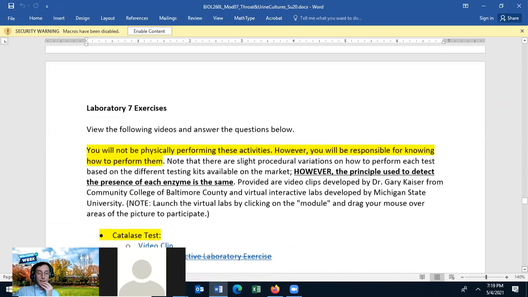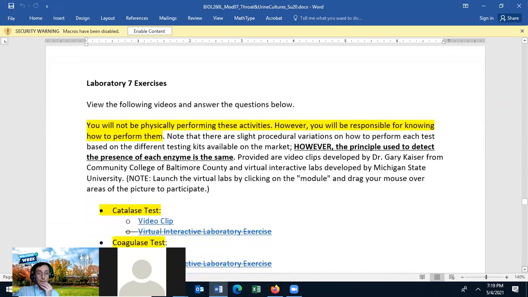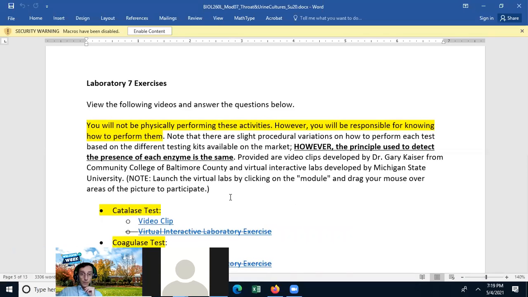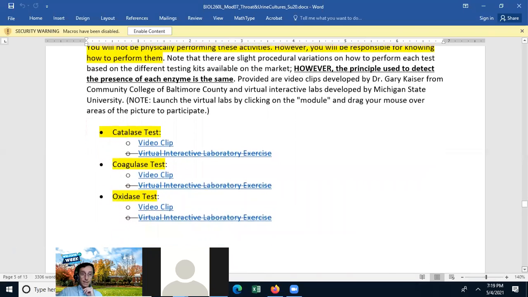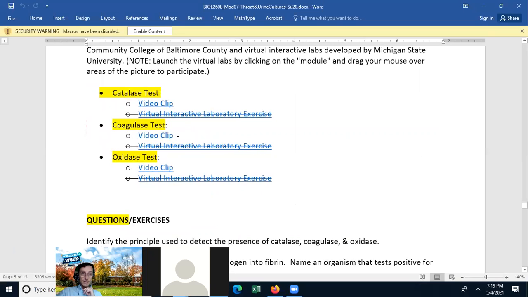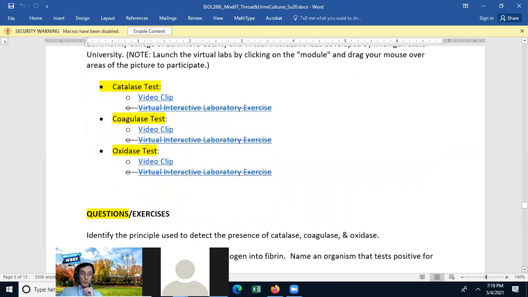That's it for the lab manual. Remember, don't write your answers in the lab manual. Write them in the worksheet. You're not physically going to be performing any of these activities. However, you will be responsible for knowing how to perform them. We do have video clips on running the catalase test, the coagulase test, and the oxidase test. Once you watch those videos, then answer these questions.